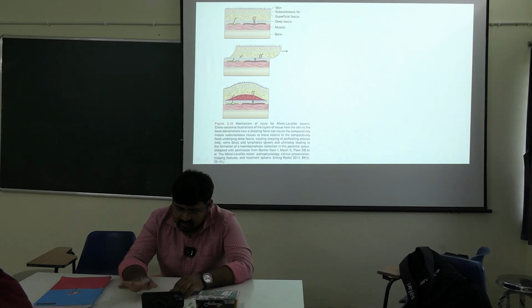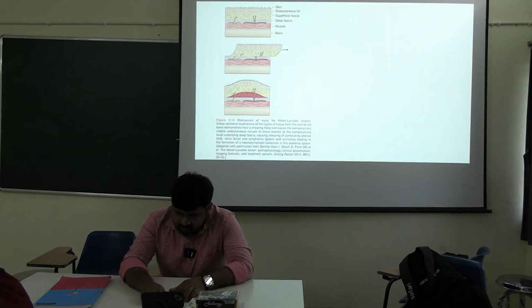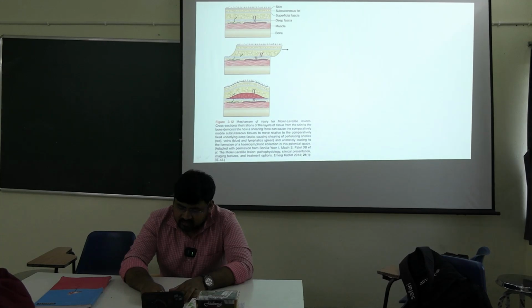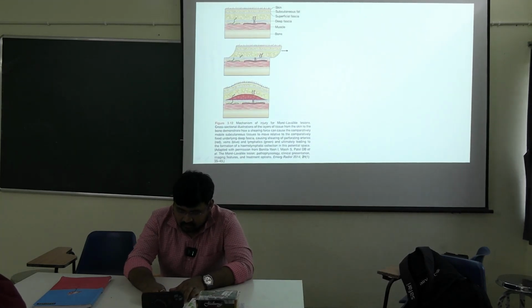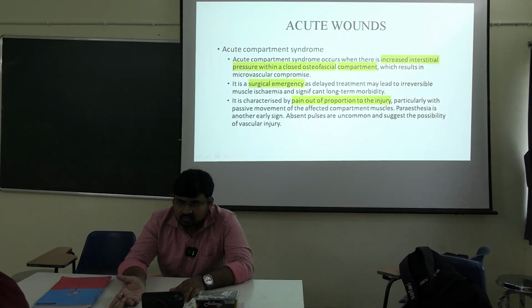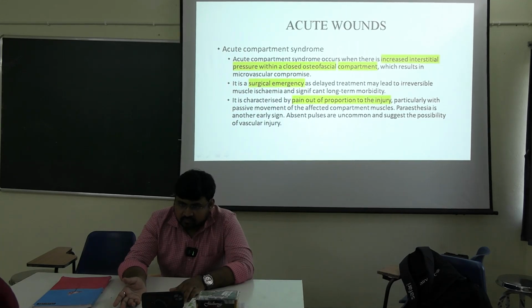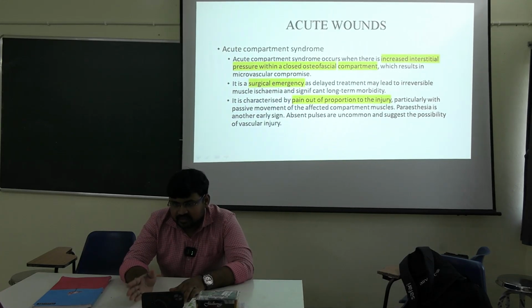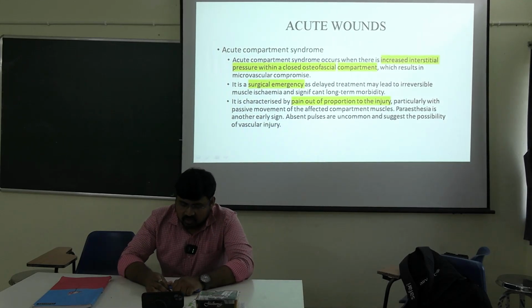This is a cross-sectional image where you can see that all the fascias can be seen, and after the injury, ultimately it's leading to the formation of a hemolymphatic collection in the potential space. Why? Because of disruption of the underlying vessels.